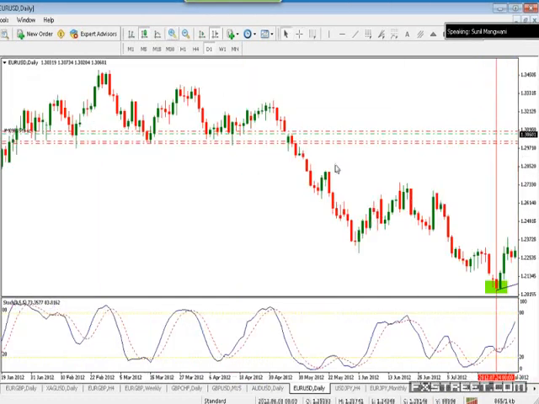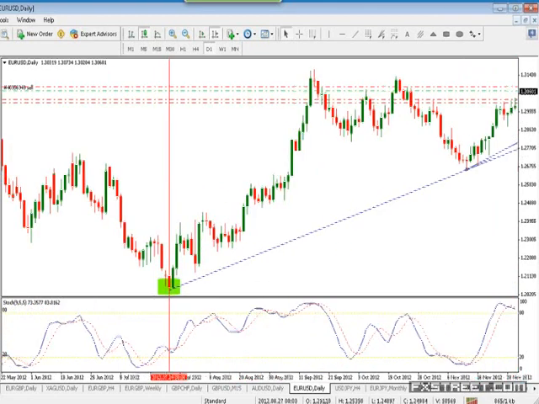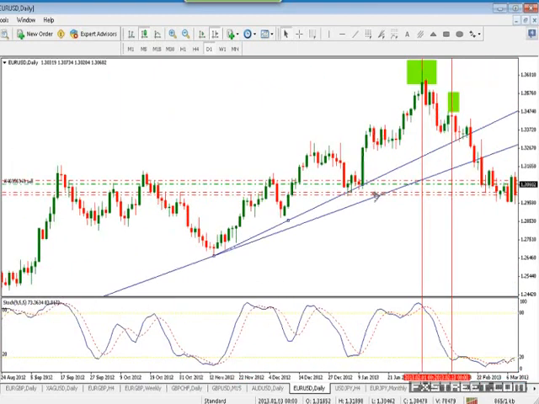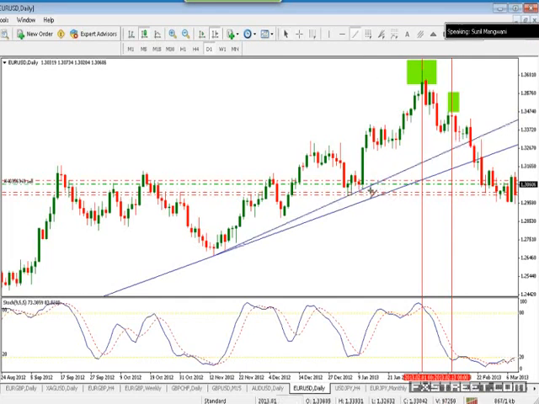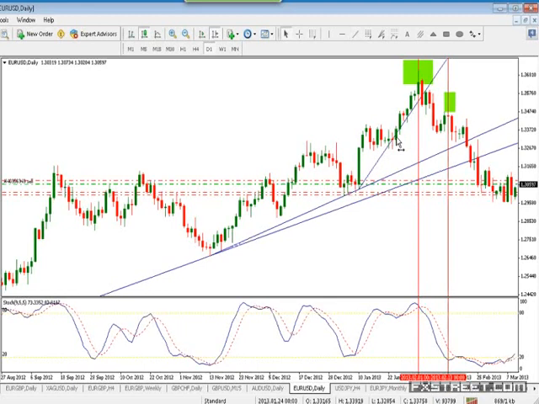Can I take a third trend line? Let me just correct this one. Let me plot it on this wick. I can plot one more trend line because I want to connect as many fractal lows as possible in between the swing points. Now these become the most valid trend lines.